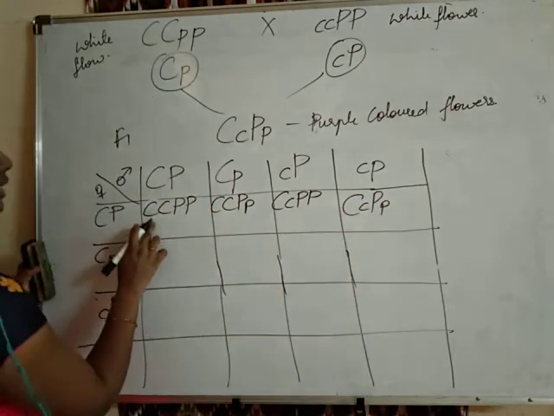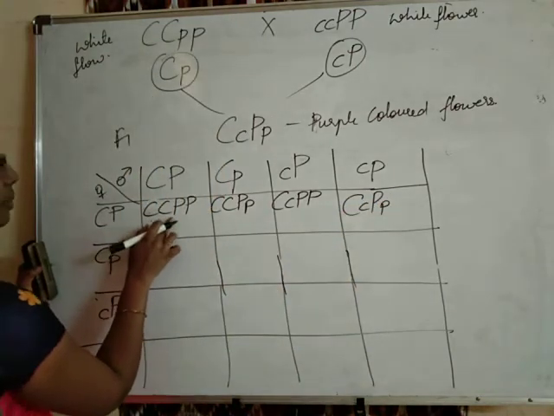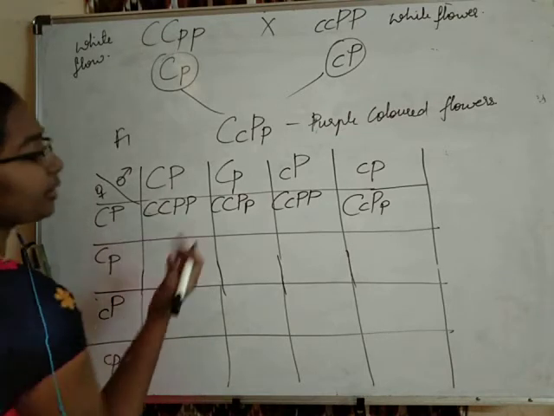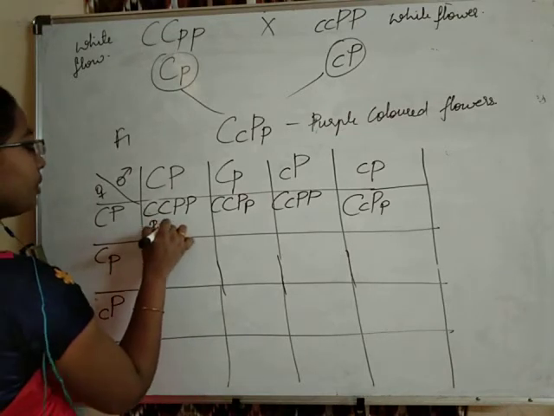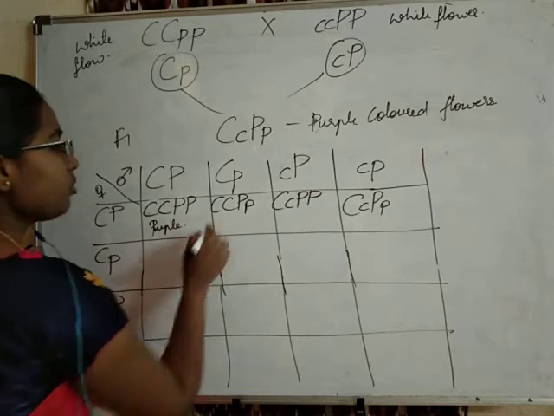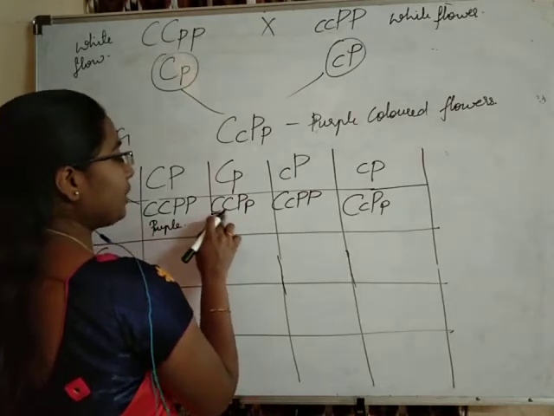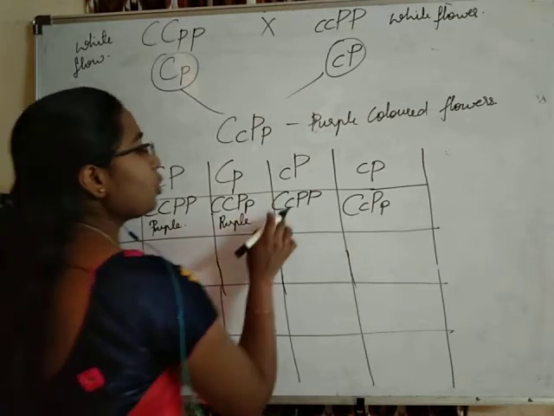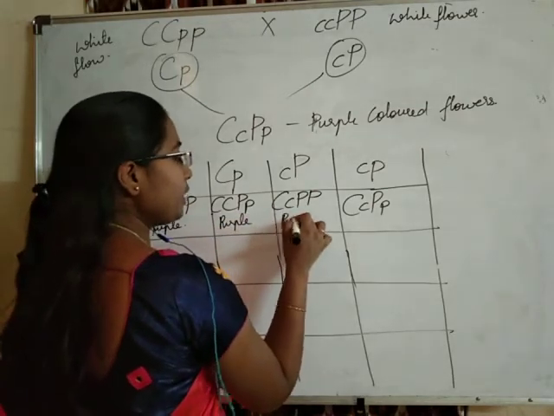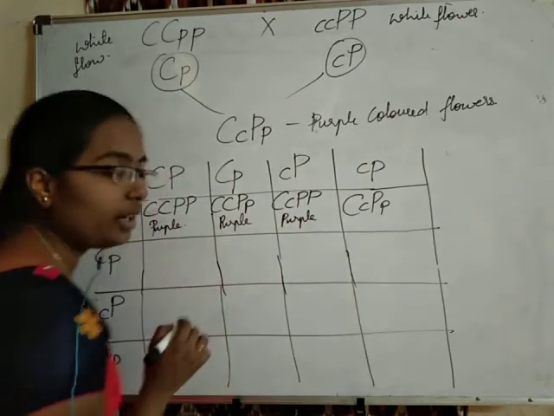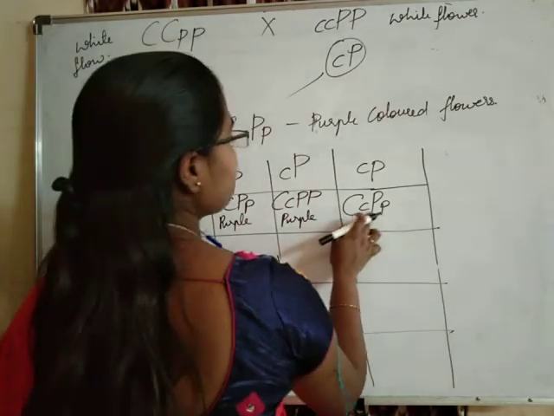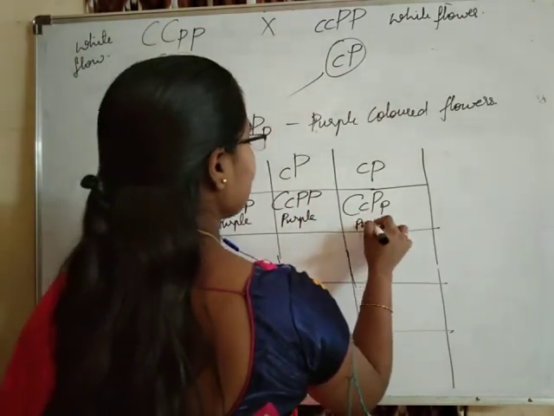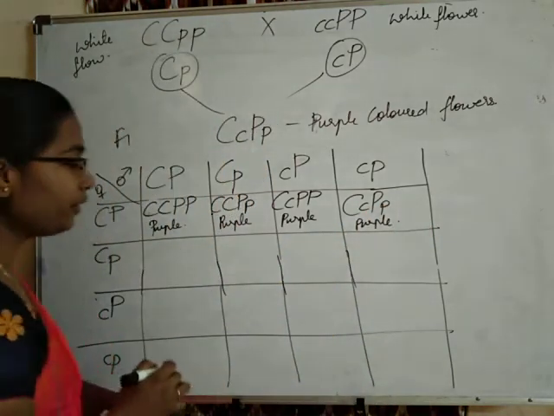Here we see that two capital C's and two capital P's are present. One capital C and one capital P are enough to give the purple color. So we have capital C and capital P both present, so this will also be a purple colored flower. Both capital C and capital P are present, so it is going to be a purple colored flower. Capital C, capital P are present, so this is also going to be a purple colored flower.